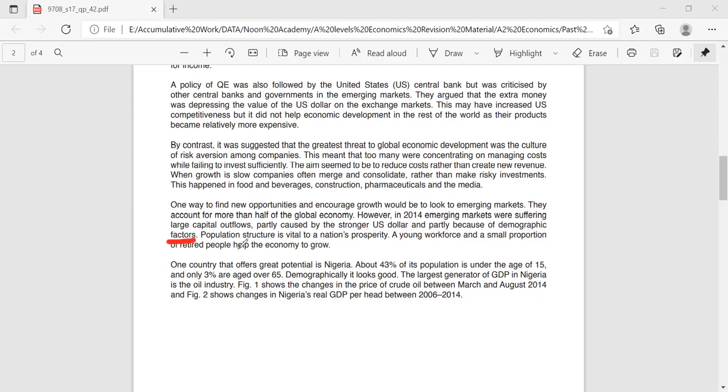Now, it did not clearly explain why capital was going out of developing countries. The reason that they have mentioned is that the dollar was becoming stronger, right? And because of demographics. Now, demographic factors are basically age, gender, population size, and so on, right? Now, this is important. Population structure is vital to a nation's prosperity. Okay. A young labor force, right? So what does young labor force mean? That we should have a country which has a large percentage of young people. That is what a young workforce is, right?